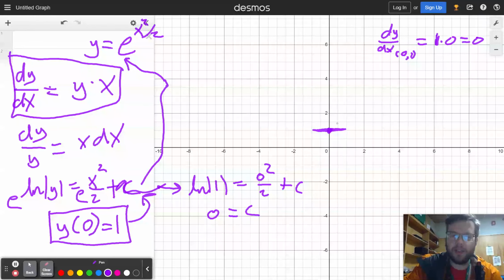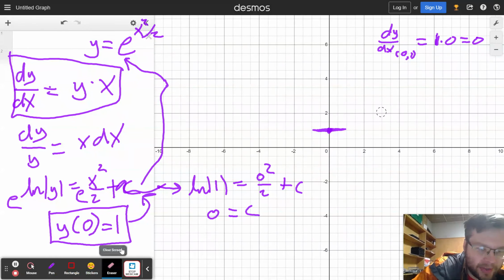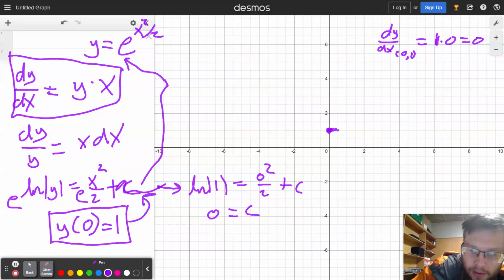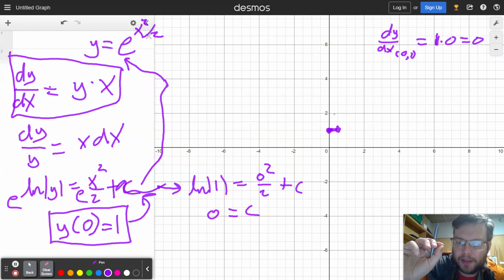So what I'm going to do then is use this tangent line, and I'm only going to use it for a step value of 0.5. So I'm going to start at 0, and I'm going to go to 0.5, which is just one of those boxes right there. So now where I'm at is I'm at the point (0.5, 1).